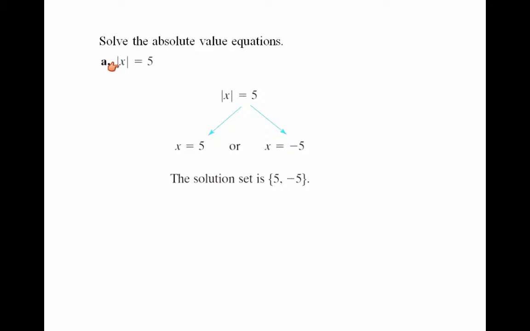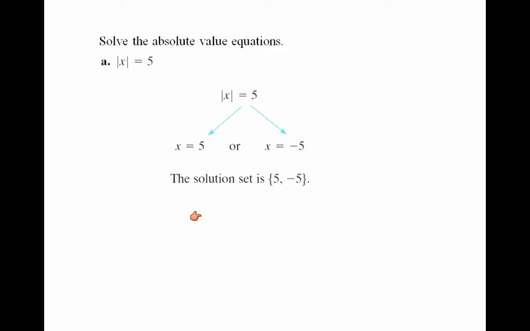So the solutions would be negative 2 and 2. Solve the absolute value equation: absolute value of x is equal to 5. So the solution would be x equal to either plus 5 or x equal to negative 5. The solution set, you can use a bracket here to include the solutions. It would be 5, negative 5.